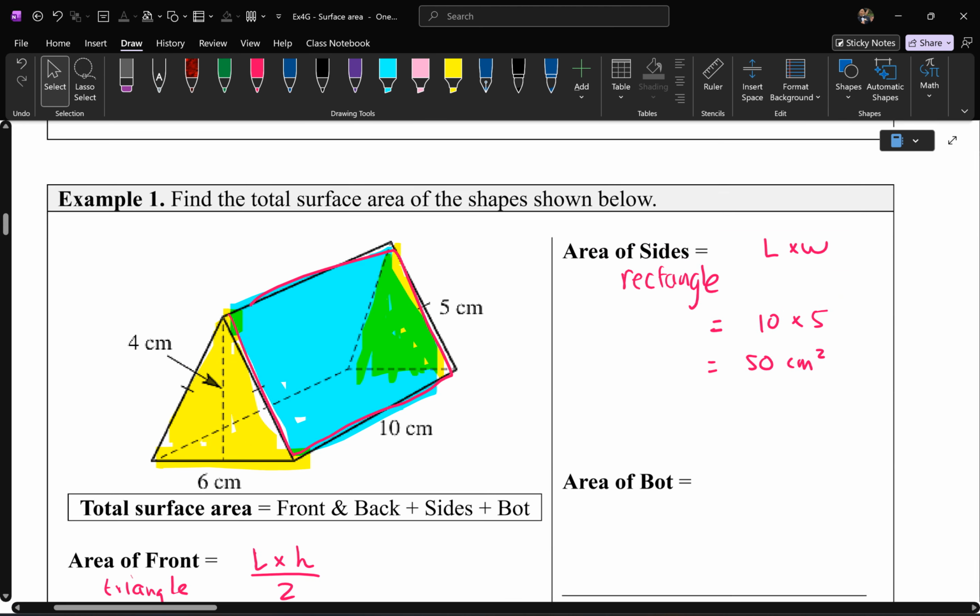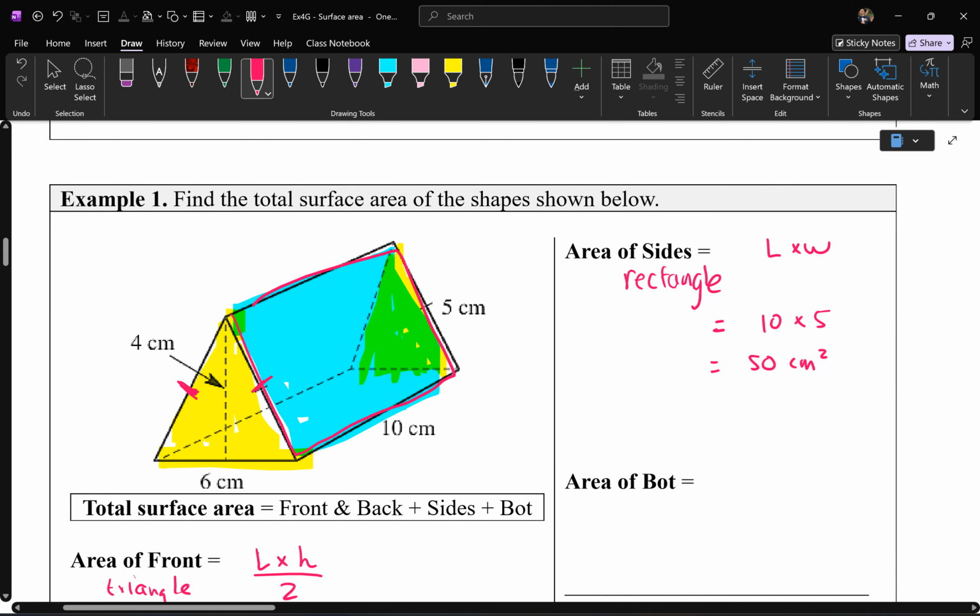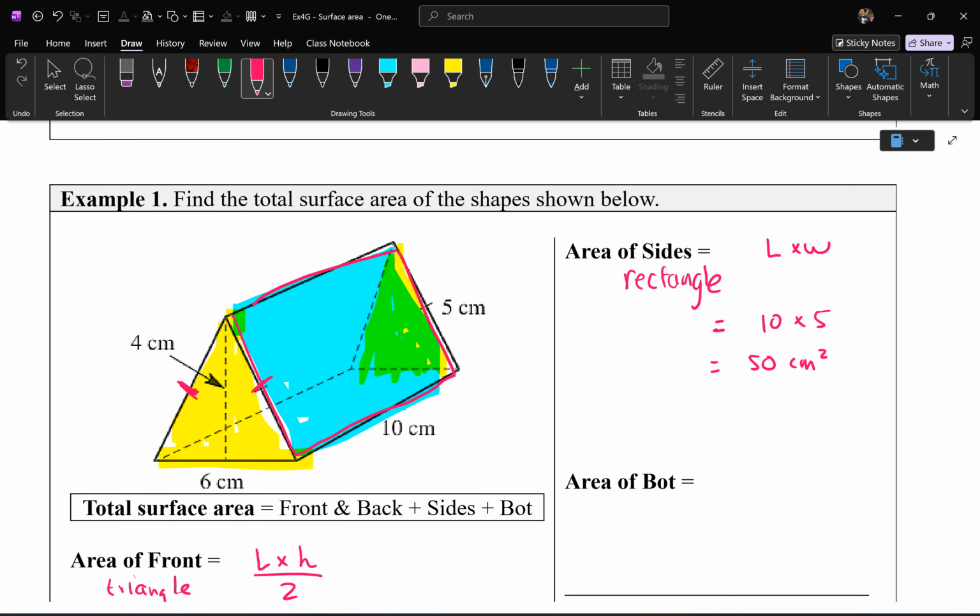So therefore, and how do I know it's 5 on the other side? Notice there's a dash here. That means this diagonal and this diagonal are the same lengths. So this must be 5 as well. That's why I know the other side is also a rectangle of 10 by 5. So really, I need to times this by 2 because I got 2 of them. That's now 100 squared centimeters.